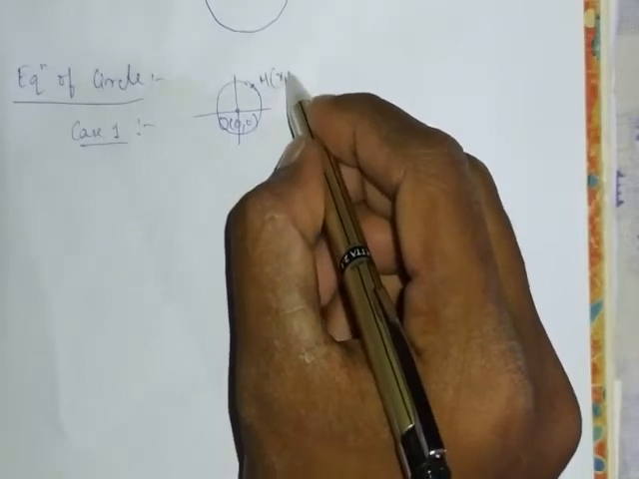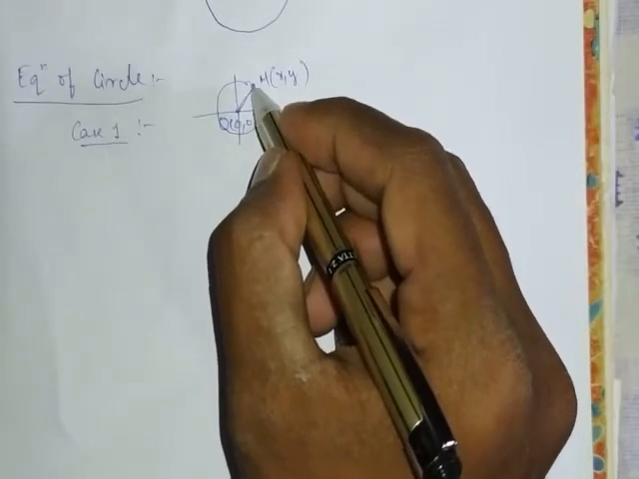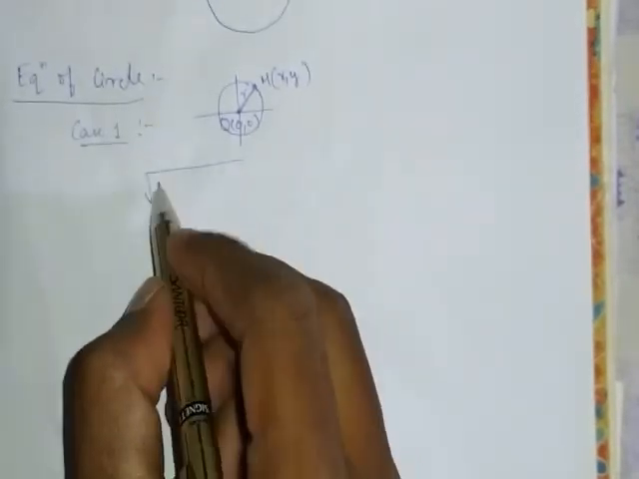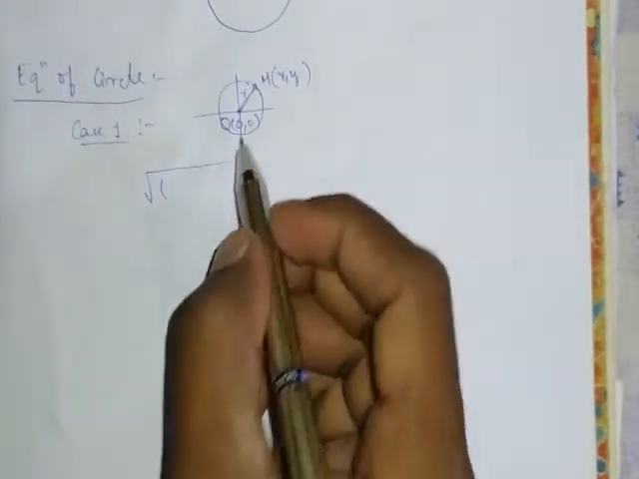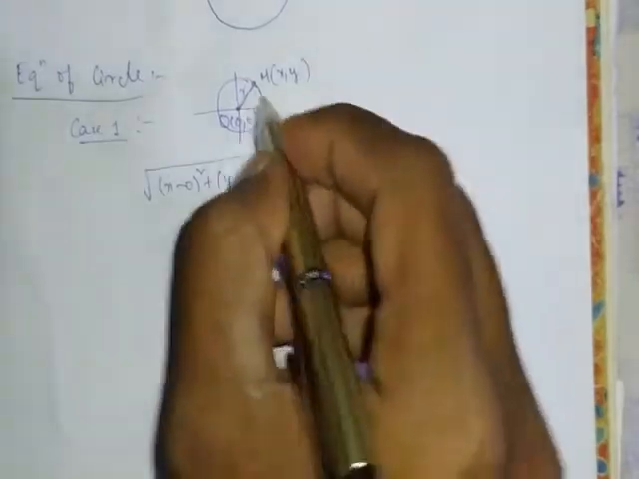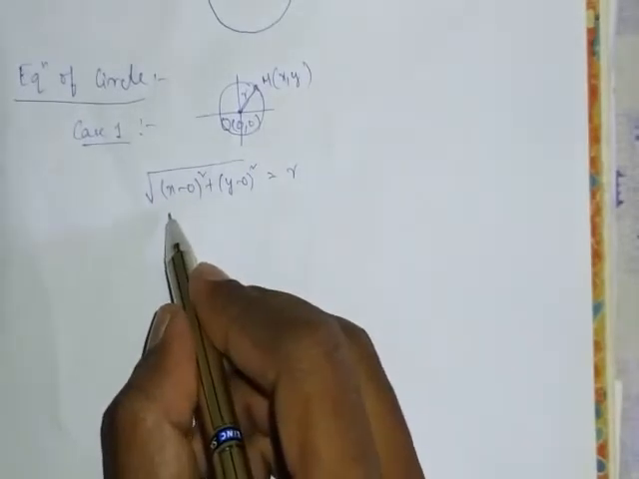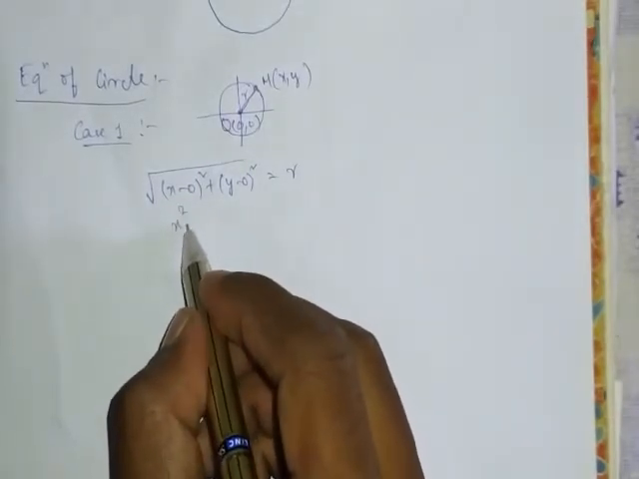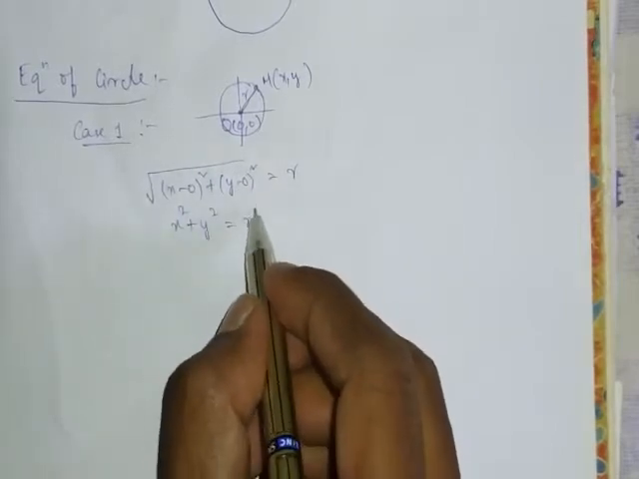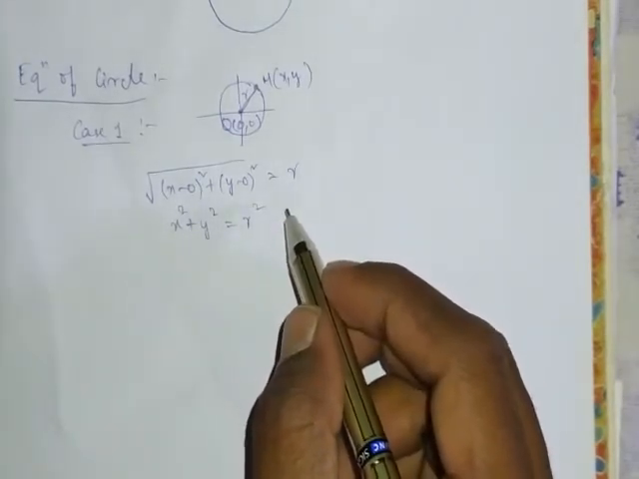Let us assume the coordinates of M as x, y. The distance between the center of the circle and any point on the circle is nothing but the radius. As we know, the distance formula is the square root of (x2 minus x1) whole square plus (y2 minus y1) whole square. We apply here (x minus 0) whole square plus (y minus 0) whole square. Then the distance between O and M is r, the radius. Squaring on both sides, we get x square plus y square, and the square root gets cancelled, giving r square. This is the equation of the circle when the circle is centered at the origin.